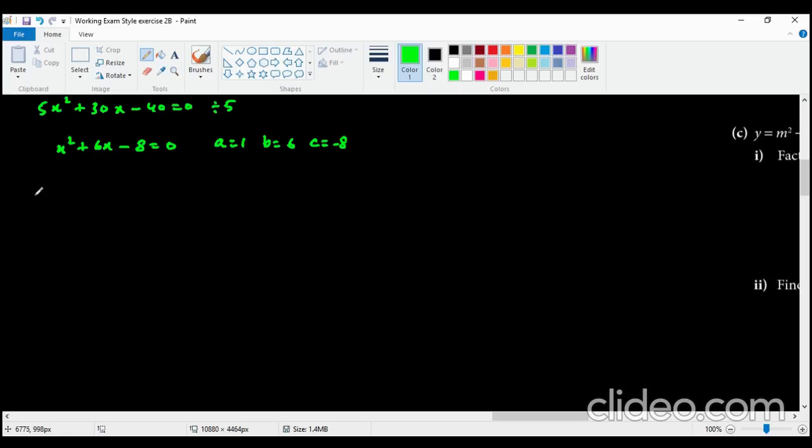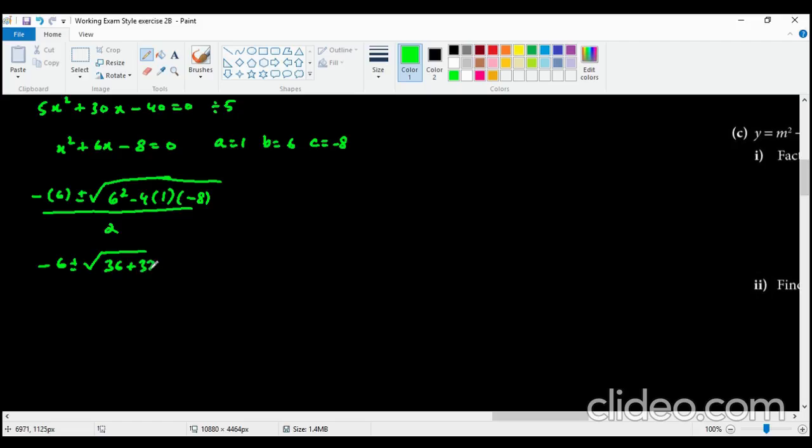I will use quadratic formula that says minus B plus minus under root B square, which is 6 square, minus 4, A is 1, and C is negative 8, over 2 times A, which is 1, so I will write 2 only. And this gives us minus 6 plus minus under root. This gives you a 36, and minus minus is a plus, 4 times 8 is a 32, over 2. Now this gives us minus 6 plus minus under root 68 over 2.